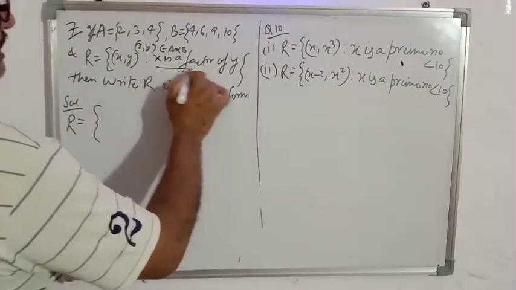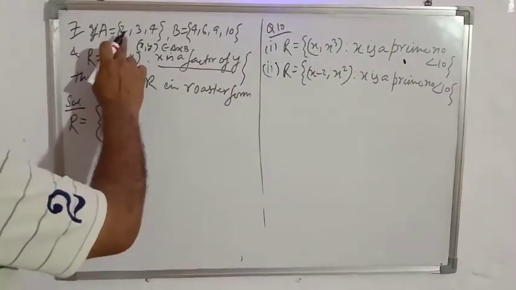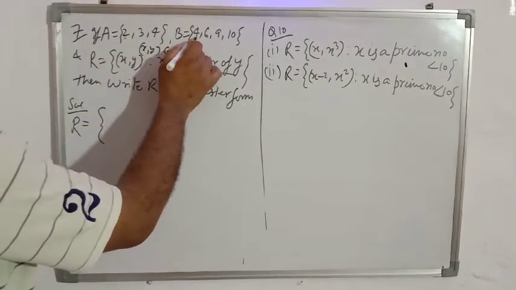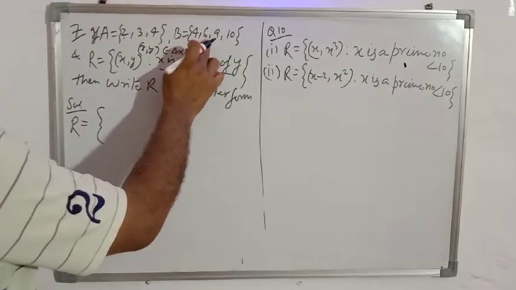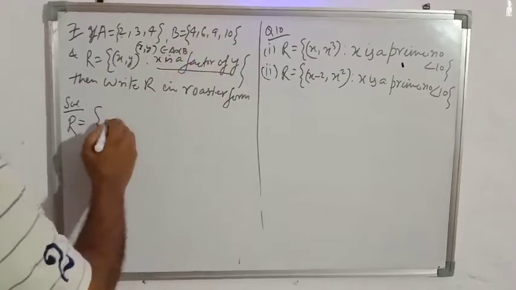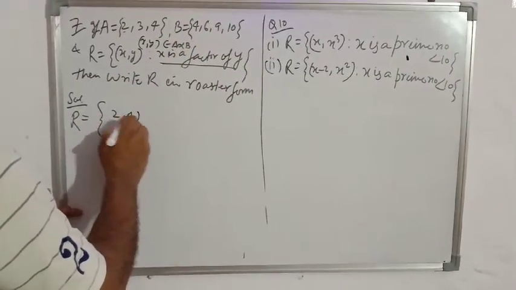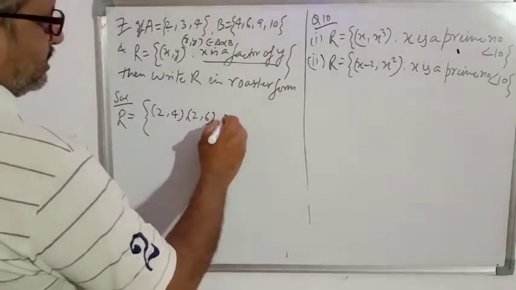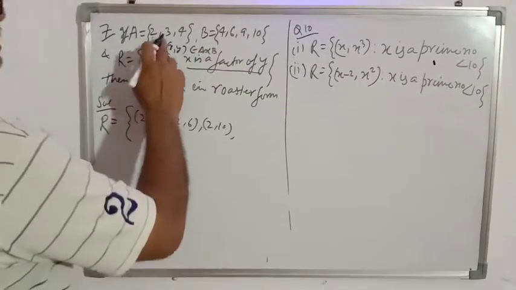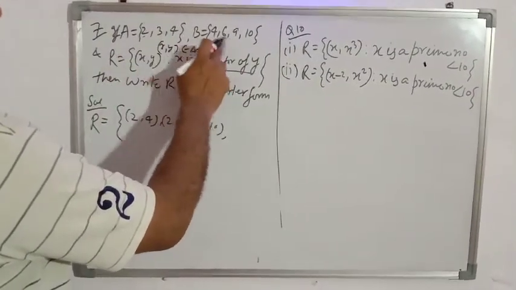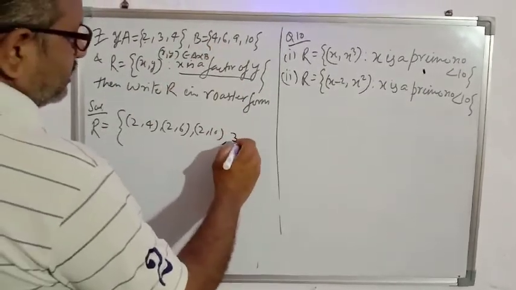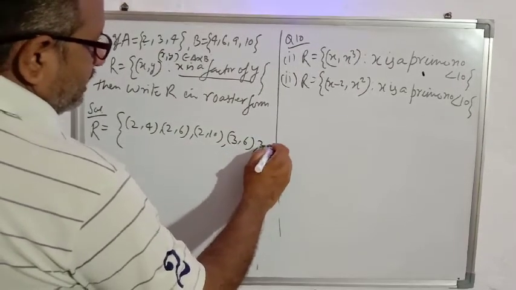So the relation is x is a factor of y. x we take from set A, y from set B. We see that 2 is a factor of 4, 6 and 10. So 2 is related to 3 elements: 4, 6, 10. So write the ordered pairs (2, 4), (2, 6), (2, 10). Then 3 is a factor of 6 and 9. 3 is related to 2 elements, 6 and 9. So (3, 6), (3, 9).